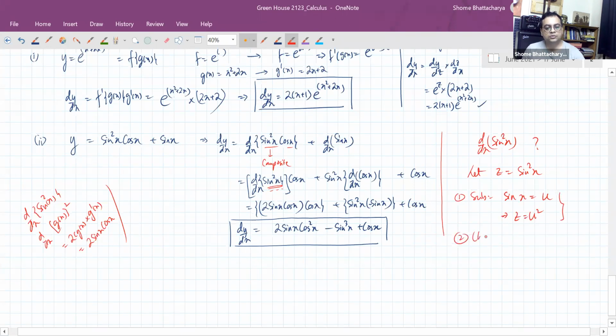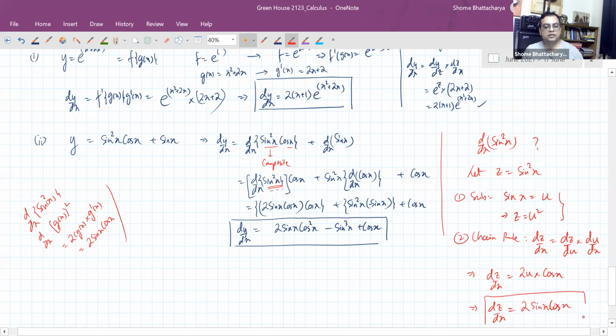Now my second step, chain rule. I want to find dz by dx. That will be dz by du, because now z depends on u, into du by dx, and u depends on x. So dz by dx becomes differentiation of u square, that is 2u, into differentiation of u, sin x, which is cos x, and then finally resubstitution. So dz by dx is 2 sin x cos x.